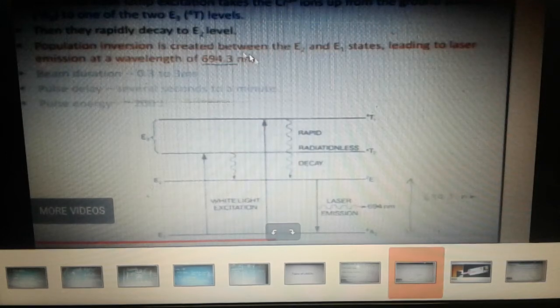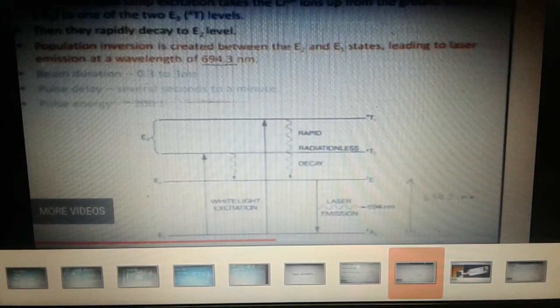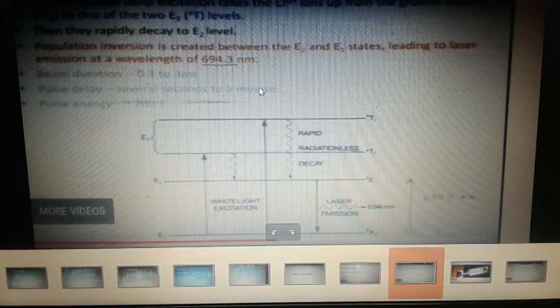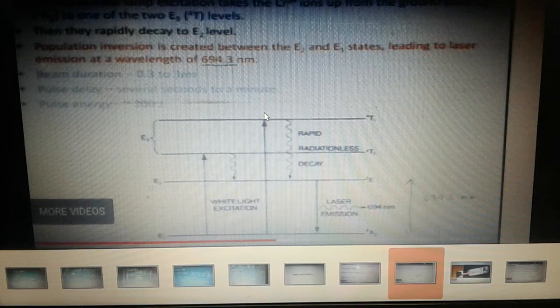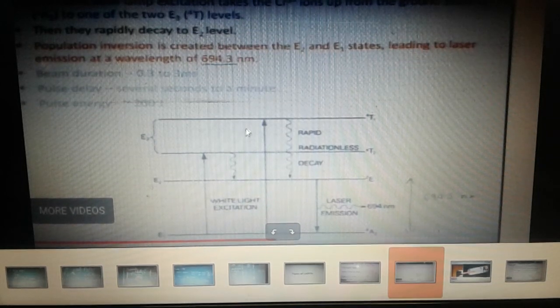So this is a broad explanation of the main construction and working of the ruby laser. I hope you have understood the logic and the main concept behind the making of this ruby laser, and I will suggest you read this article from your book of optics and lasers, so you can further understand this topic.